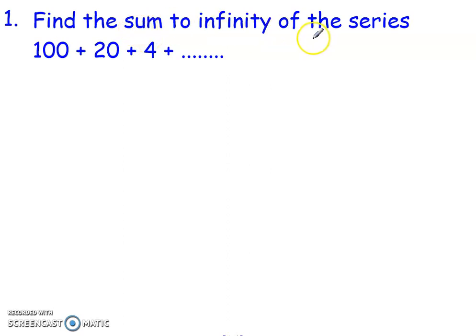So first one, find the sum to infinity of the series that goes along the lines of 100 plus 20 plus 4, etc. Well, we know that the sum to infinity of a geometric progression is a over 1 minus r. Now that's the only one that can have a sum to infinity, a over 1 minus r. Now we know a general term of a geometric series is given by un equals a r to the n minus 1. And we know that for this limit to exist, we have to satisfy the condition where the magnitude of r is less than 1. So that's the first thing we need to check. Does it satisfy that condition?